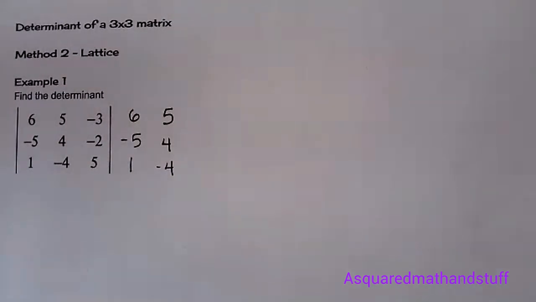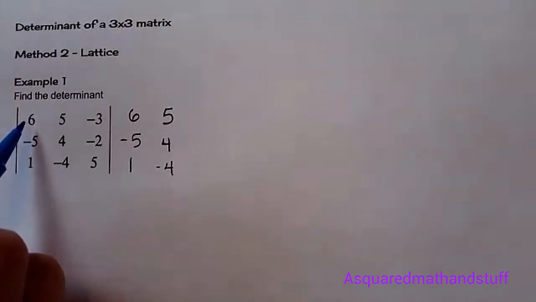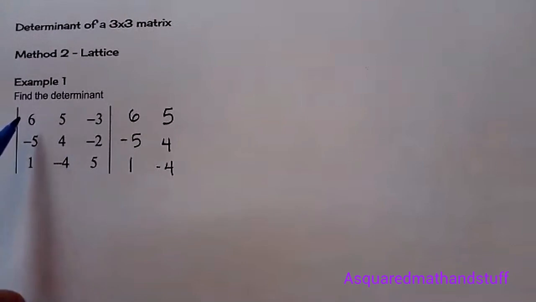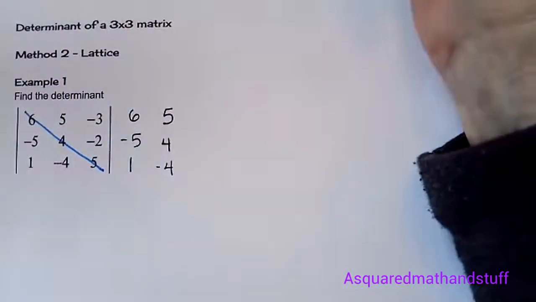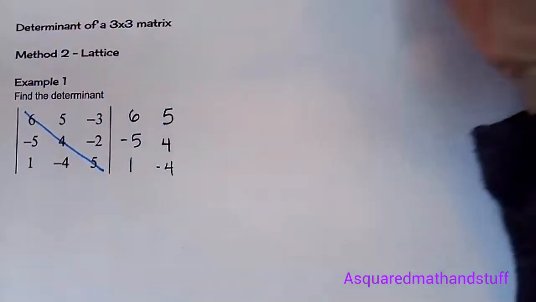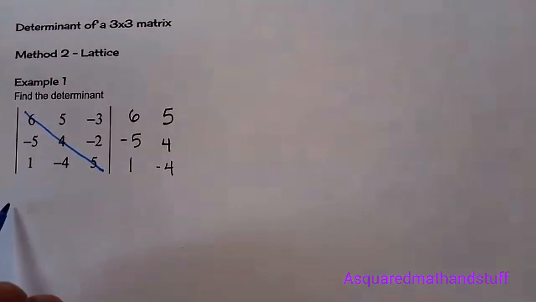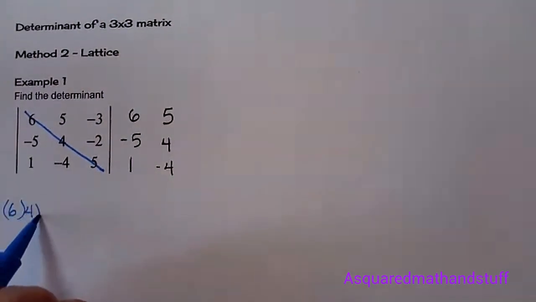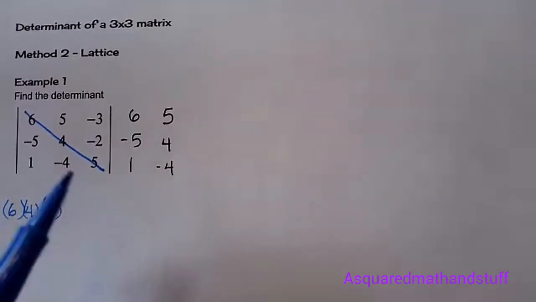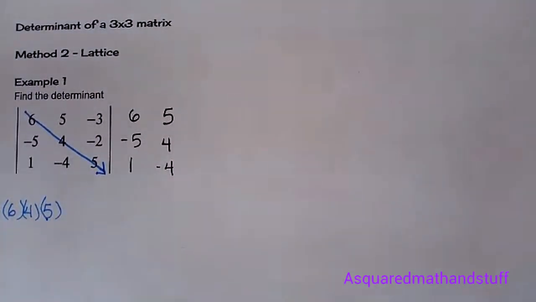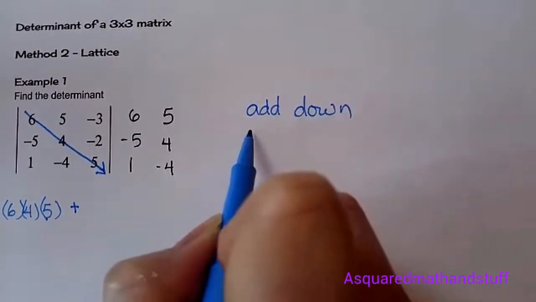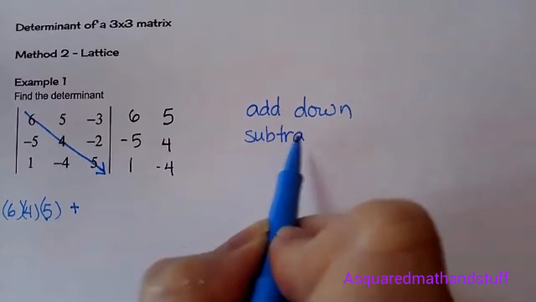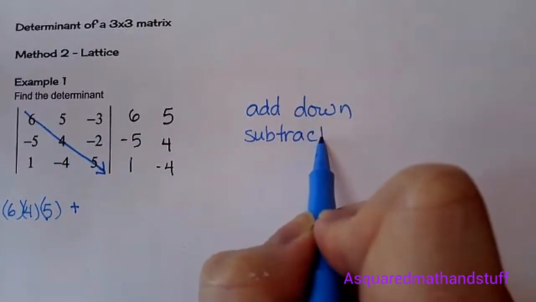And what we do is we start with the top left-hand corner, so row 1, column 1 of our original matrix. And what we do is we create a diagonal with all of the numbers. And we are going to multiply all of these numbers together. So what we have is 6 times 4 times 5. And because we are going downward, we are going to add these values together. So we add down, and we subtract when we make our diagonals go upward.